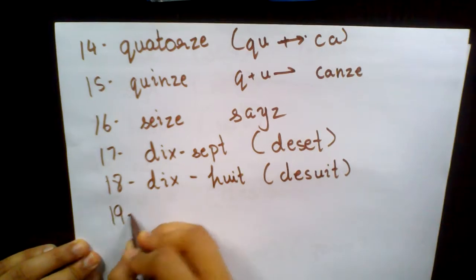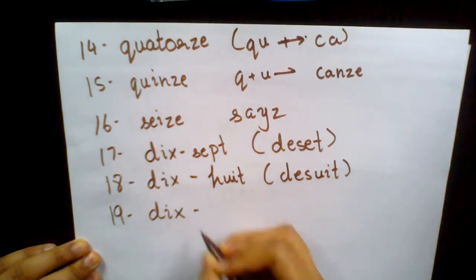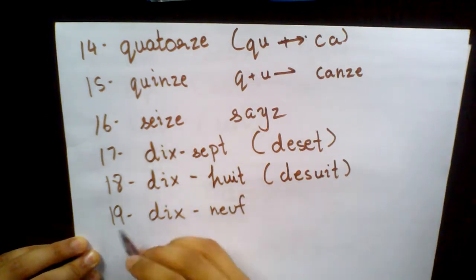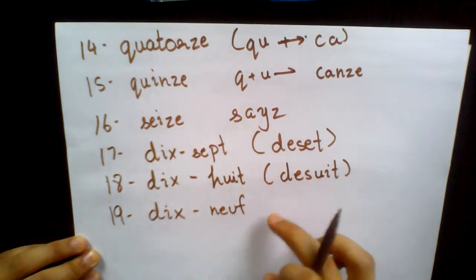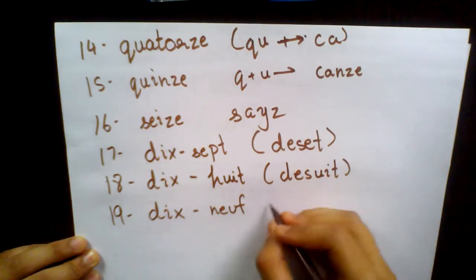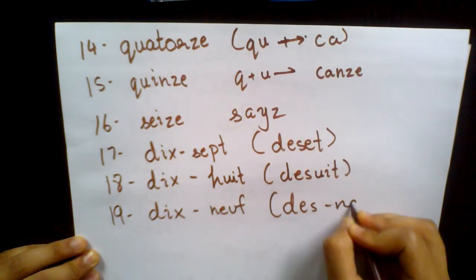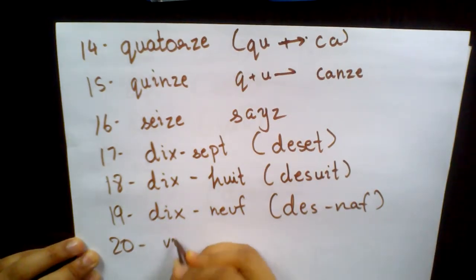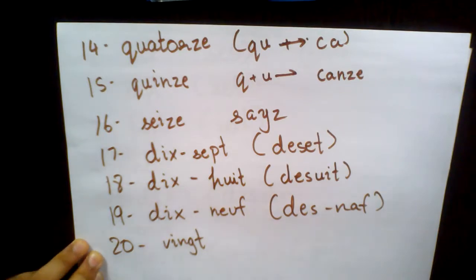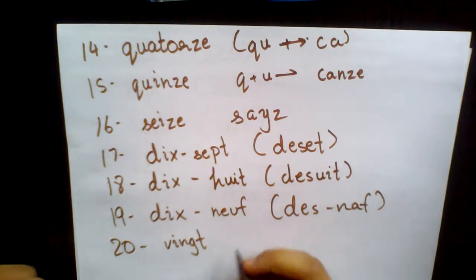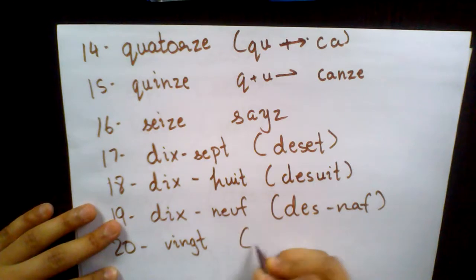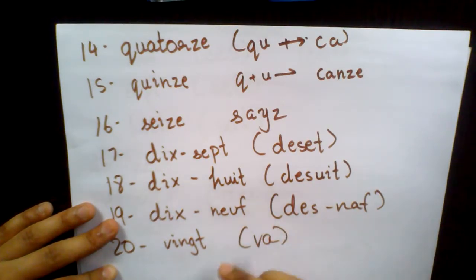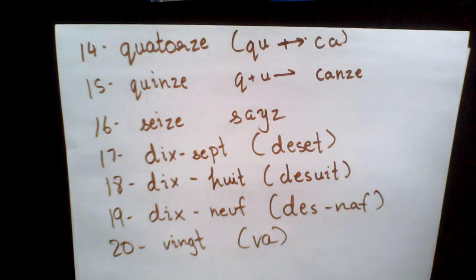Number 19, DIX and NEUF, so it becomes deez-nuf. Number 20, you have VINGT, pronounced as van, in English, van for the English speaking people.